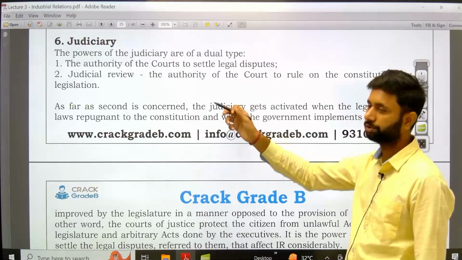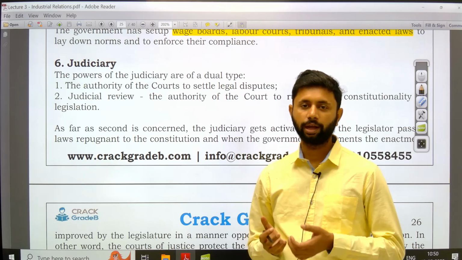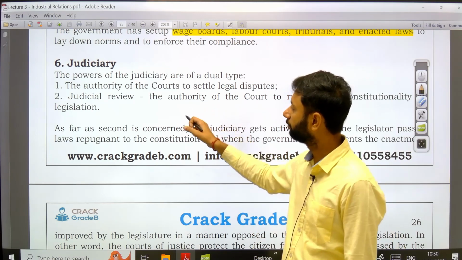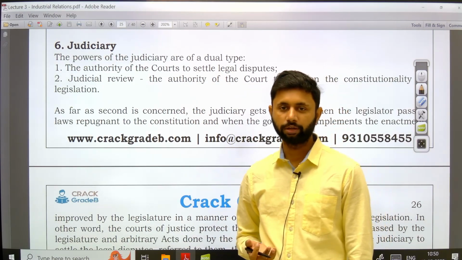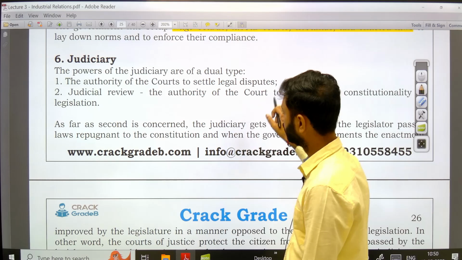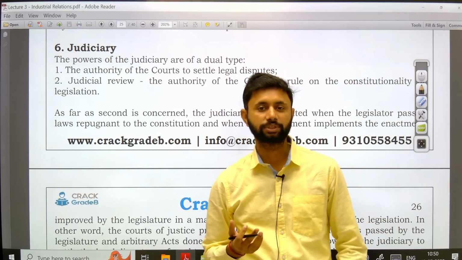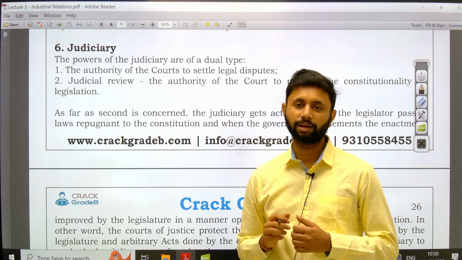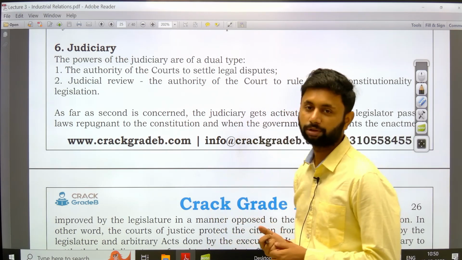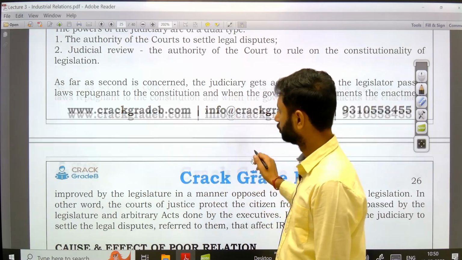Now we will talk about the judiciary. As we all know, if the issues are not settled at the plant level, the organizations, the workers must have a platform where their issues can be adjudicated or resolved. So the judiciary has the power to settle legal disputes, and it can even review the legislation which the government makes. If the government makes a legislation that can impact workers or the economic condition of the industries, the judiciary can also review. The management and the workers can directly go to the judiciary. Okay.